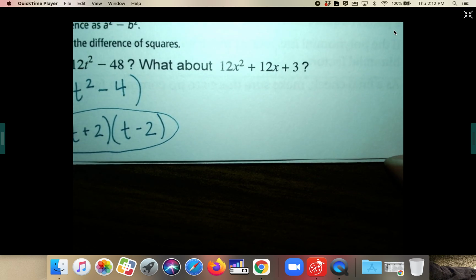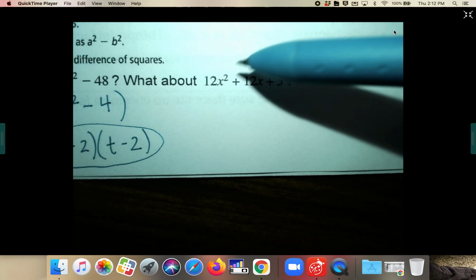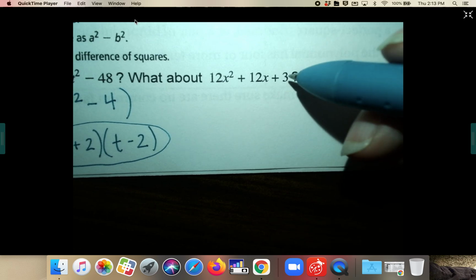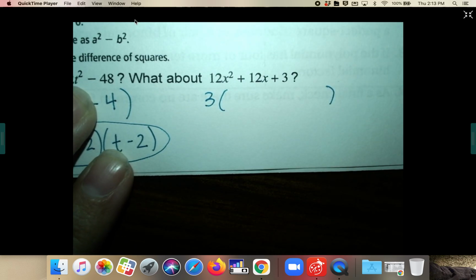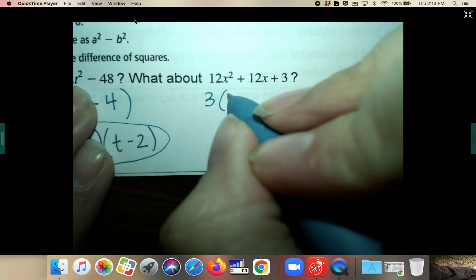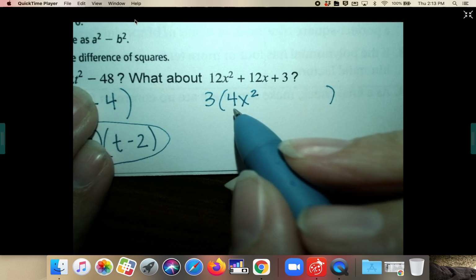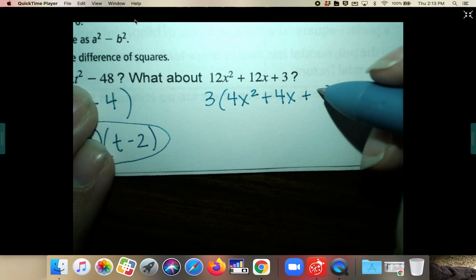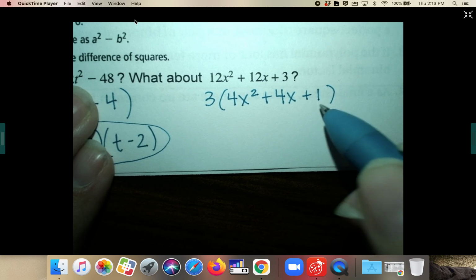All right, is there a greatest common factor we can pull out of all three of these? Yes, there is. You can pull out a 3 itself. So let's pull a 3 out. That would leave 4x squared. Hint, that's a perfect square. It would leave plus 4x in the middle, and it would leave 1 at the end, because 3 times 1 is how we get to 3. Hint, that's another perfect square.